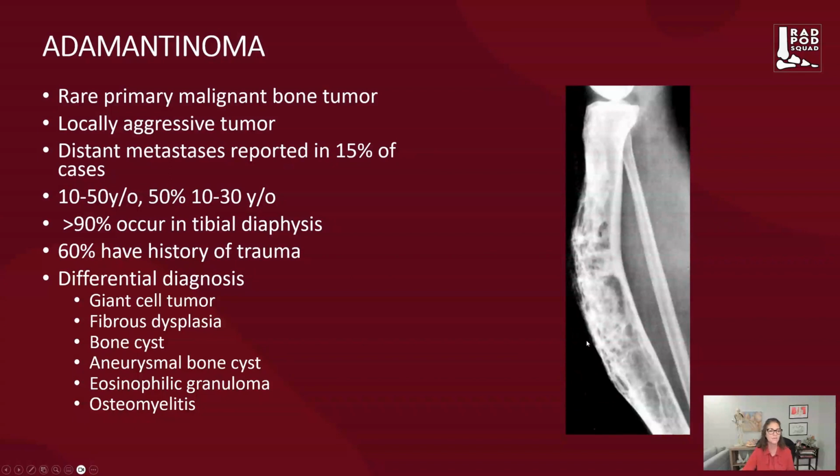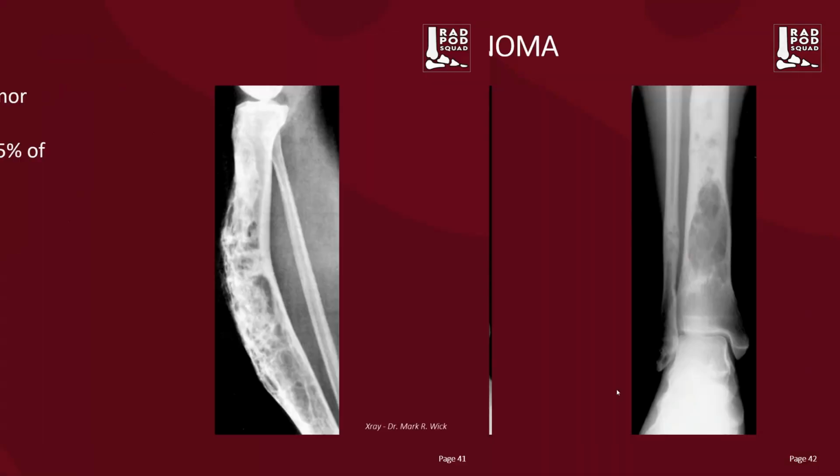60% of them had a history of trauma, and there's a wide differential diagnosis from giant cell tumor to fibrous lesions to aneurysmal bone cyst to eosinophilic granuloma.